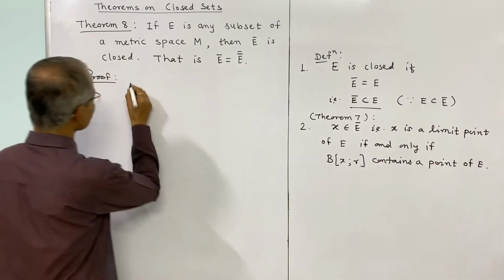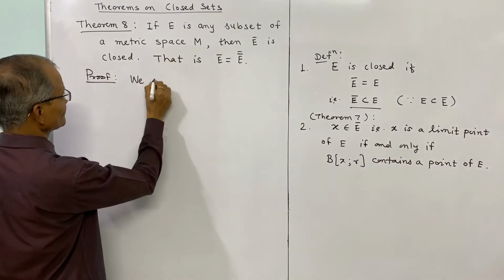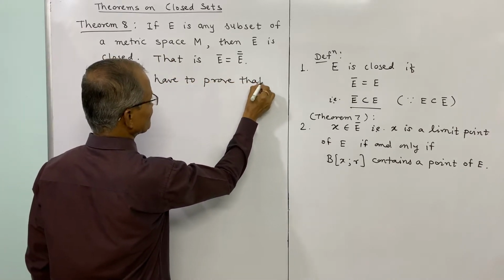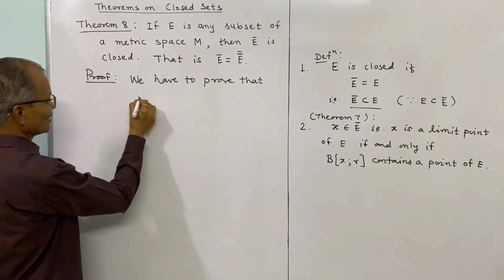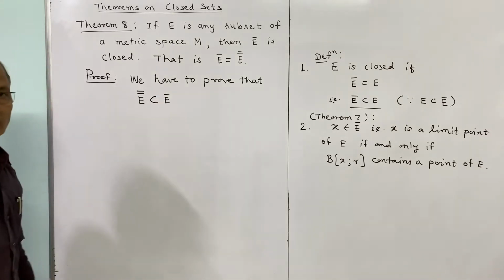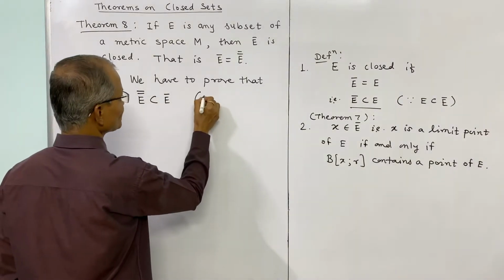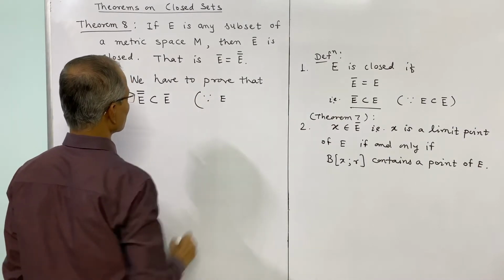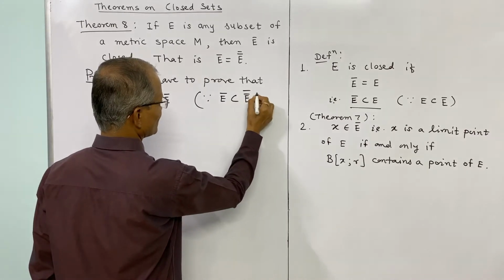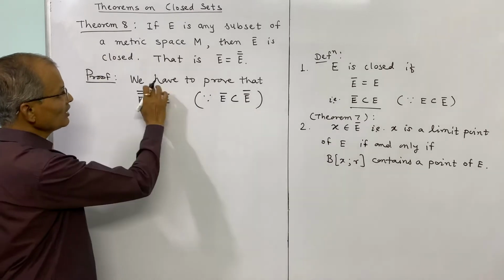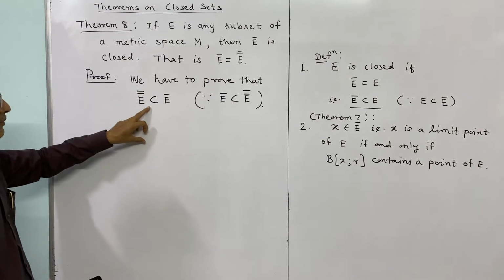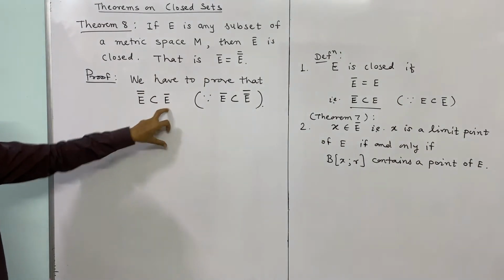We have to prove that the double closure is contained in E bar, since E bar is contained in closure of E bar. This is by the corollary. So we need only to prove this, and for that purpose we will consider X belongs to double closure of E, and then we shall prove X belongs to E bar.